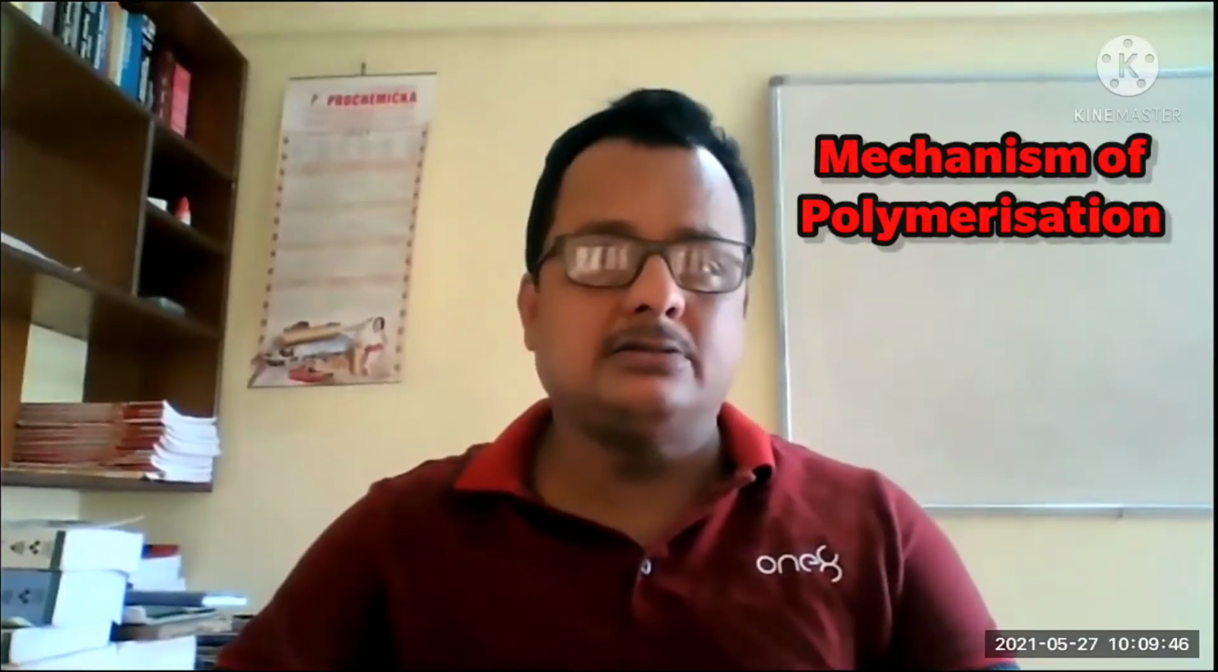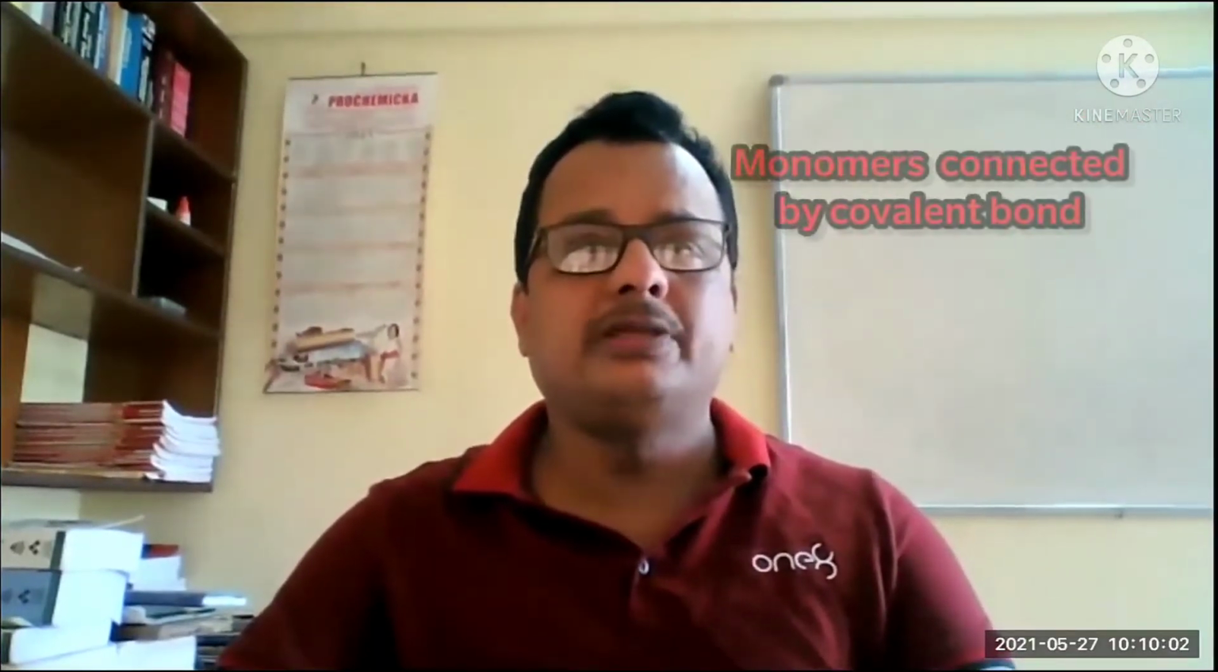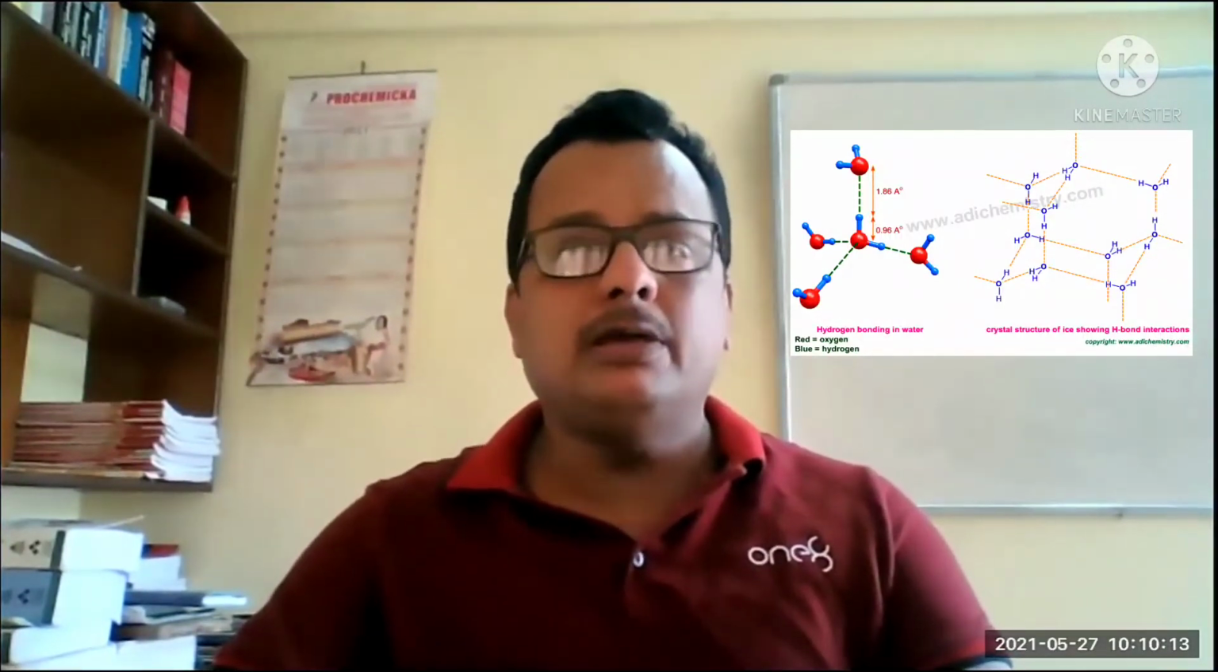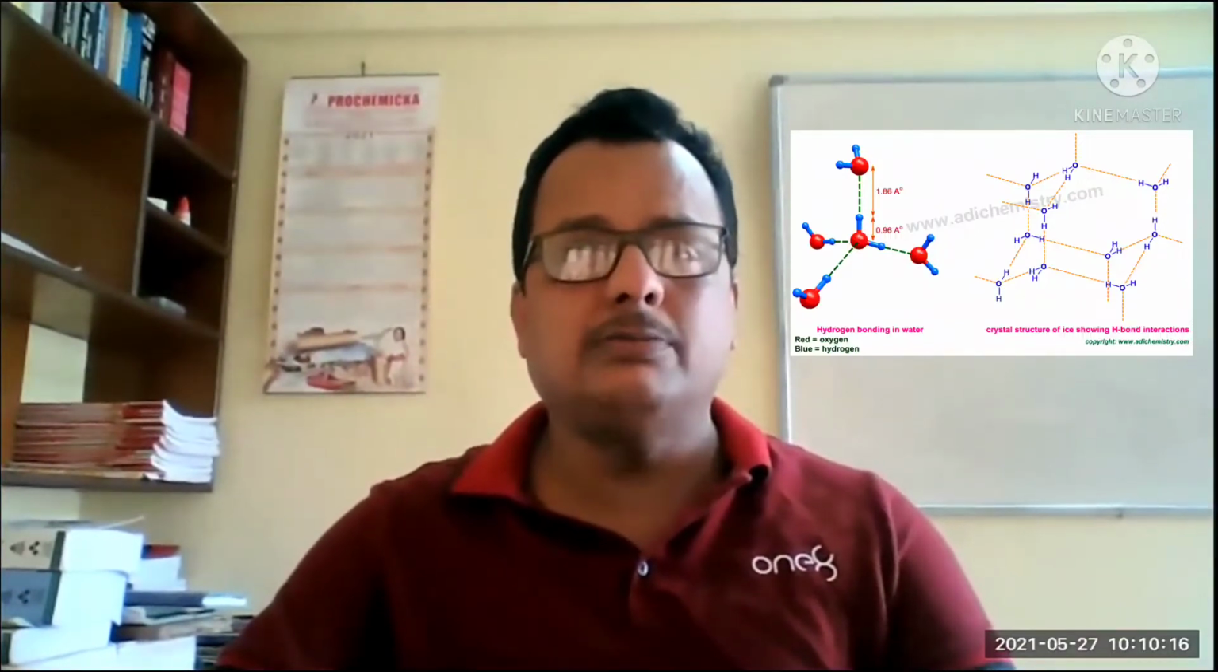So in my earlier class, we discussed what is a polymer. Just a recap, polymers are macromolecules which are formed by repetition of simple molecules called monomer. In a polymer, these monomers are held together by covalent bond. Ice also is a collection of water molecules, but we could not consider ice as a polymer because in ice the water molecules are held together by hydrogen bonding. And in a polymer, the monomers are held together by covalent bond.